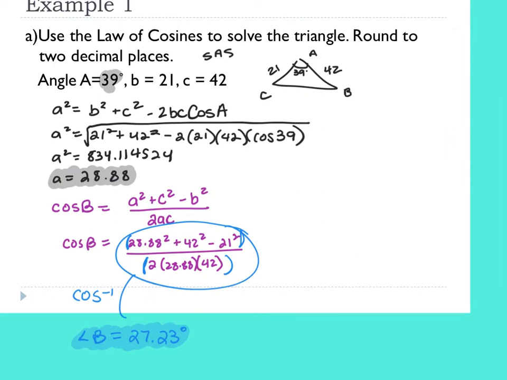Yep, so for the last one, I can say angle C equals 180 minus the one that was given, that 39, minus 27.23. If by chance you end up with extra time on your quiz, then my advice is to do law of cosines on that C and make sure you get the same answer. It might not be exact because, again, we round when we do law of cosines, but it should be pretty darn close.